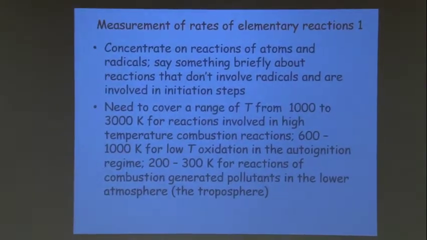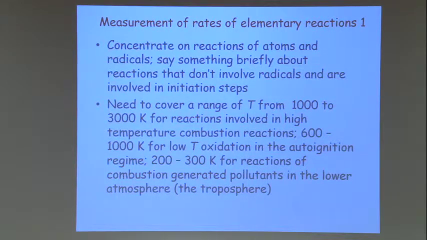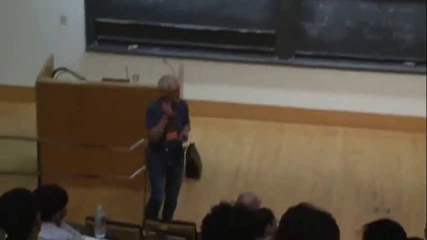We need to cover a temperature range from about 1,000 to 3,000 K for reactions involved in high temperature combustion, from about 600 to 1,000 K for autoignition, and about 200 to 300 K for reactions involving combustion-generated pollutants in the lower atmosphere, on the basis that we ought to be worried about those processes as well, since a lot of the problems derive from combustion-generated pollutants.